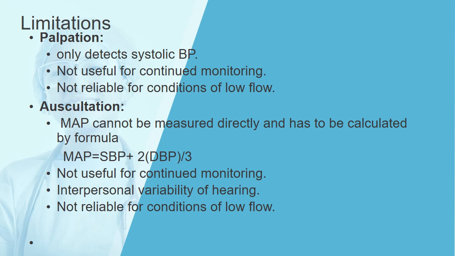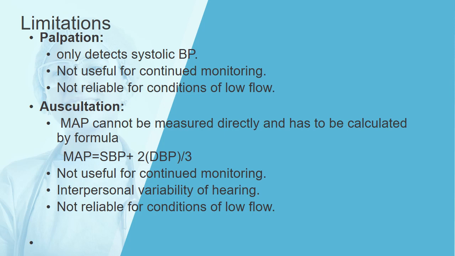The other thing is auscultation. In the auscultatory method, mean arterial pressure cannot be measured directly and has to be calculated by the formula: mean arterial pressure is equal to systolic blood pressure plus 2 times diastolic blood pressure, divided by 3. It is also not useful for continuous monitoring, because you have to apply it manually, so you cannot use it for continued monitoring purposes.